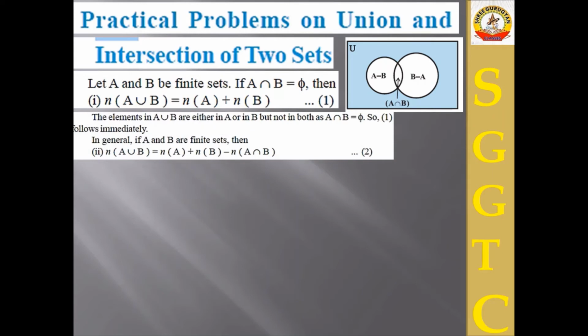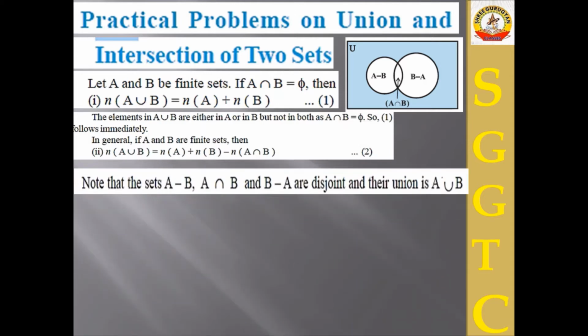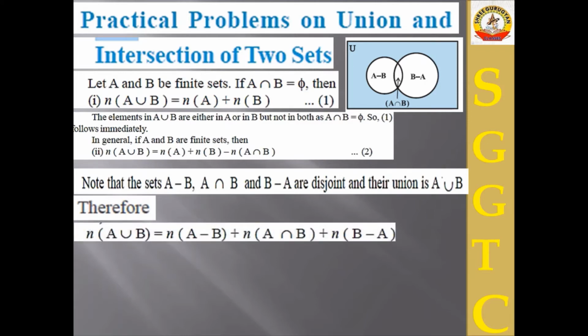The element of A union B is either in A or in B. So generally your second formula is n of A union B equals n of A plus n of B minus n of A intersection B, because those are belonging to both sides. Note that A minus B, A intersection B and B minus A are all disjoint sets. That's why A union B we can show in this form: n of A union B equals n of A minus B plus n of A intersection B plus n of B minus A.